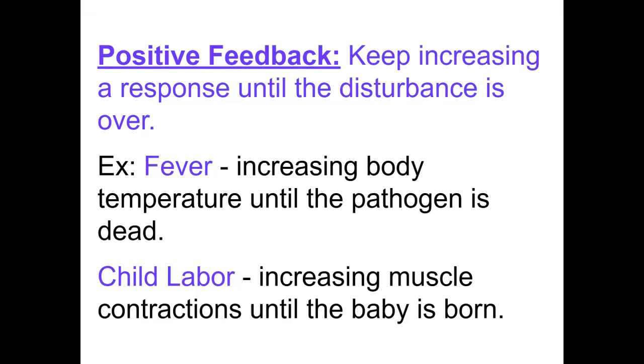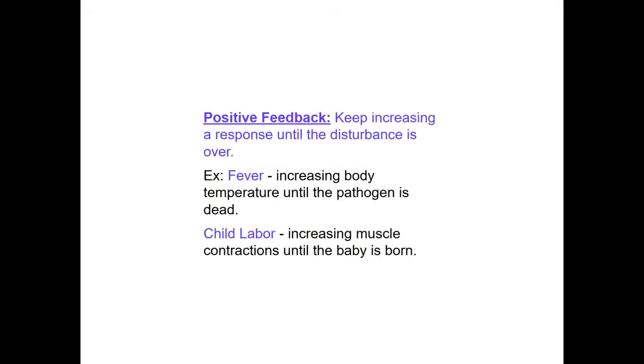So I do want you guys to remember positive and negative feedback. That is something that we went over at like the very beginning of the year, so you probably forgot. But positive feedback is when there's a stimulus and it keeps increasing the response until the disturbance is over. So an example is fever, increasing your body temperature until the pathogen in your body is dead, and childbirth. Your body keeps releasing different hormones, increasing the muscle contractions until the baby is born. So it amplifies a response and it keeps increasing it until it's over.